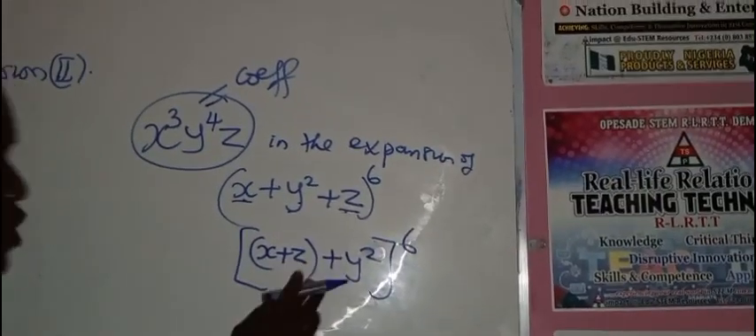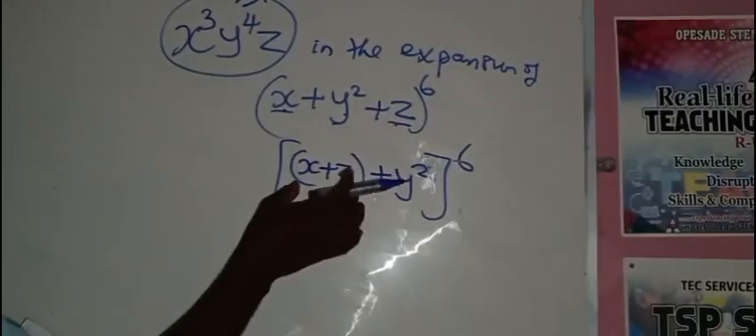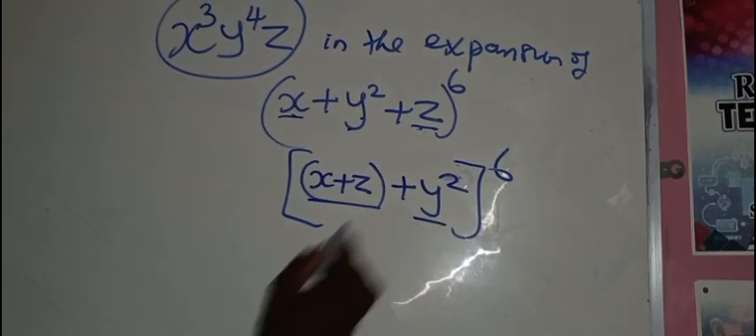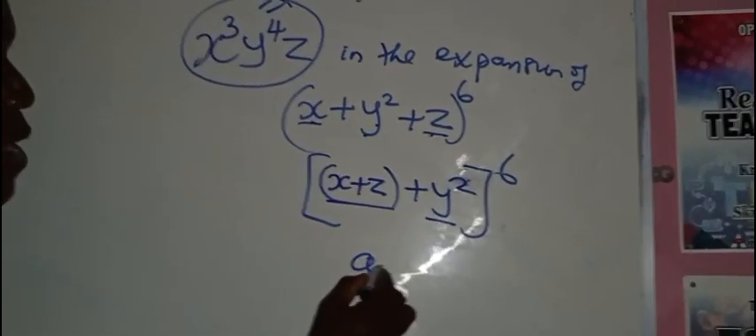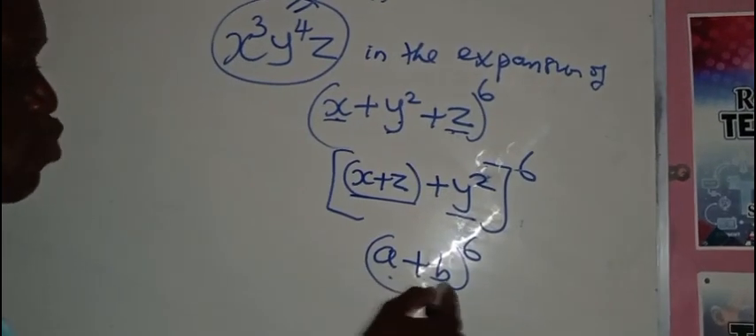You try to adjust it so that it will be binomial. Binomial means 2, it means you want to see 2 things. And when you put something in bracket like this, it means 1. So this is 1, this is 2. So this is as good as saying (a plus b) raised to the power 6. Remember, this is what we need to expand. It means that our a is x plus z, then our b is y squared. Take note of that.